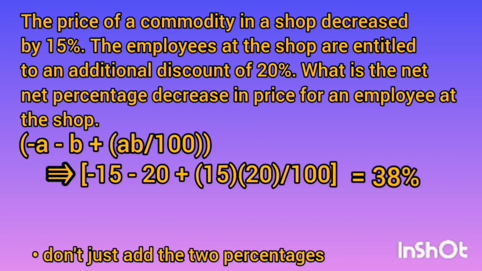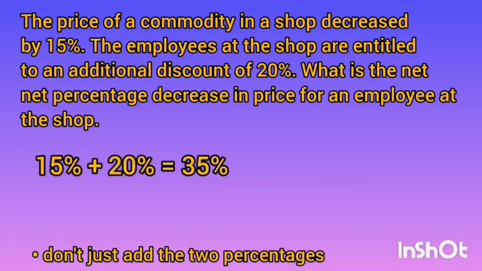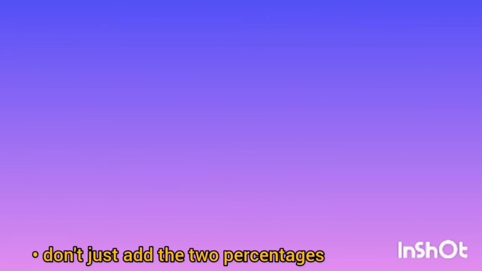I think many students would have thought of just adding the two percentages to get 35%. And you would have been wrong. This is a very simple method of finding the net percentage decrease in case you are given two consecutive decreases.